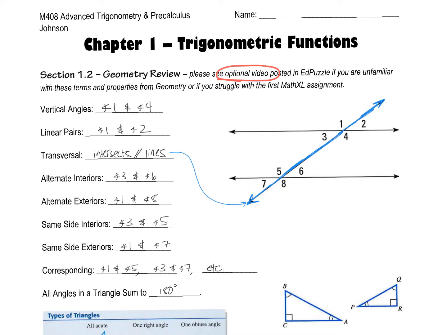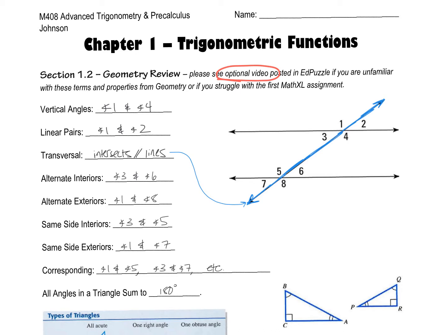Important thing to note about linear pairs is that when you add them together, they form a straight line, aka 180 degrees. Vertical angles, something important to note that I didn't mention earlier, is that they are congruent, they're equal. So like these are two acute angles, 2 and 3, and 1 and 4 are two obtuse angles, and they have the same exact measure.